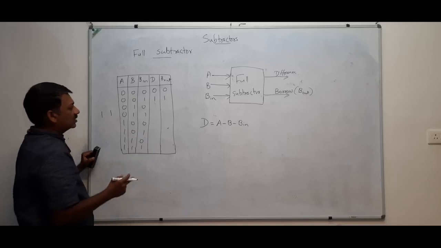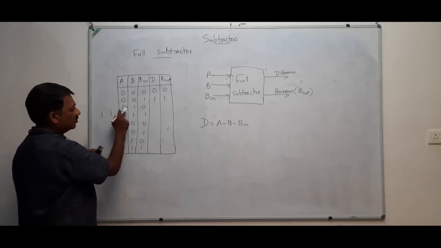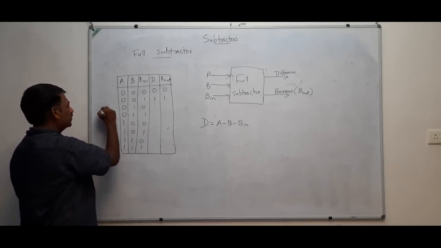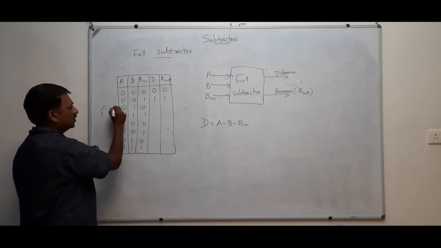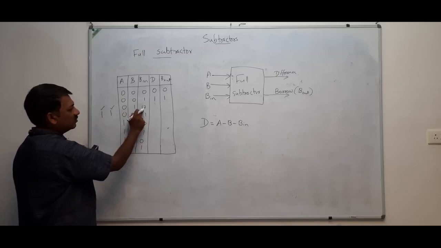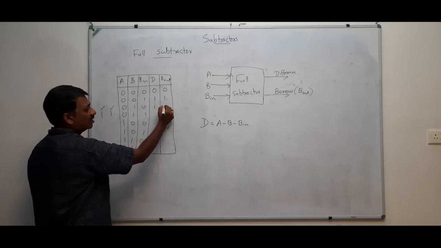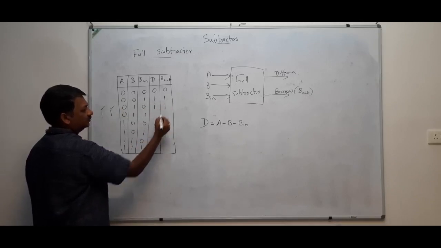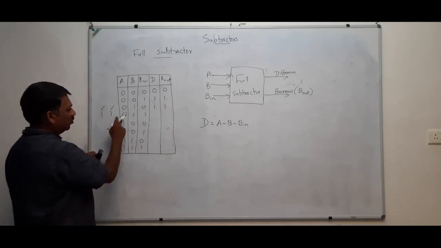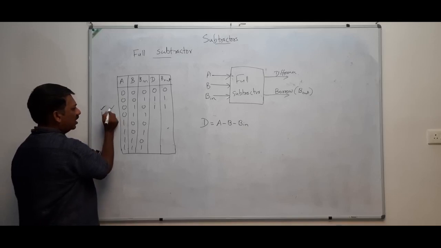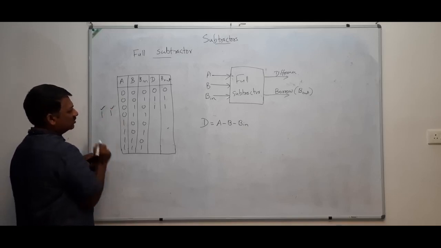In your earlier half subtractor circuit, we discussed that 0 minus 1 gives difference 1 and borrow 1. From that result, we are going to subtract 0. That means again, the difference is 1 and borrow is also 1. Then, what is 0 minus 1? Again, you have difference equal to 1 and borrow is 1.